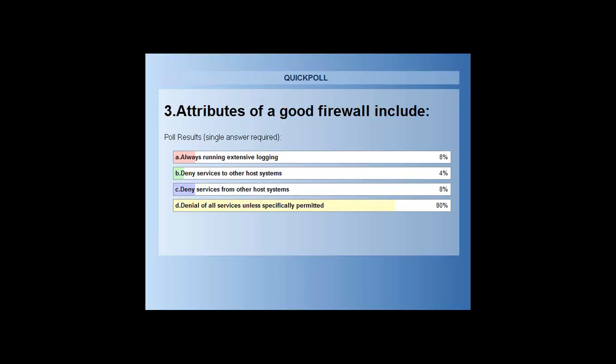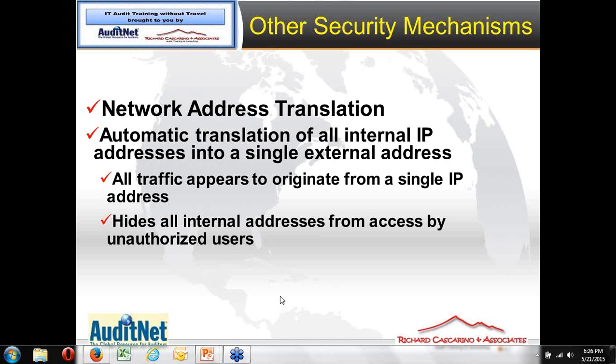Okay. So I've got through your firewall. What's left? What other security mechanisms could you potentially have? I mentioned to you network address translation. Now, this is commonly part of a firewall, but it doesn't have to be within the firewall. What we've got is automatic translation of all of the internal IP addresses to a single external one, so that anyone monitoring will see that all traffic appears to originate from one single IP address, and it hides all internal addresses from access by unauthorized users.